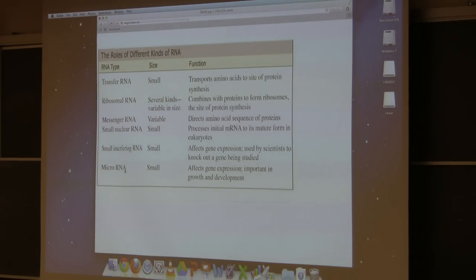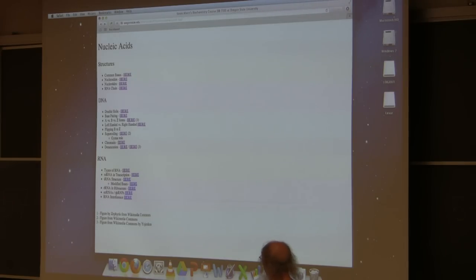All right? So you see small nuclear RNA, small interfering RNA, and microRNA, all of which have the common feature of being small. Micro being a word for small. They're small and they actually help to control how much protein is made for a given messenger RNA sequence. And we'll see how that happens later. So those are the major types.